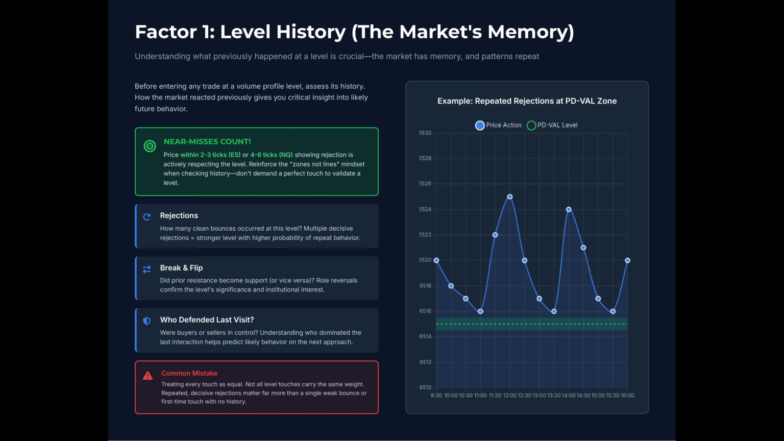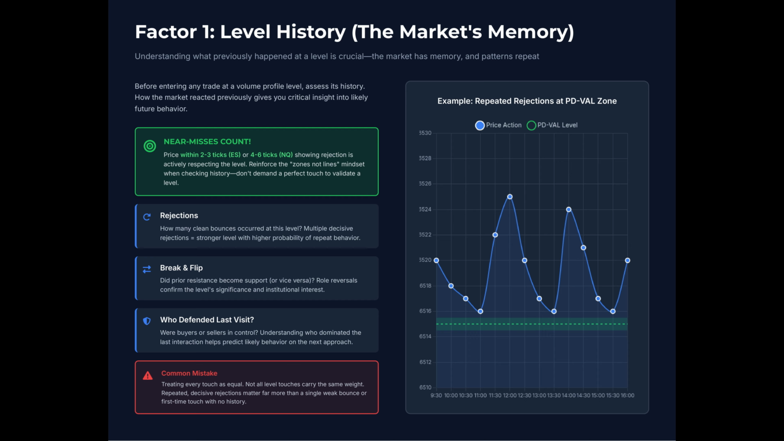So, what does it mean to check level history? It means looking back the past 2 to 3 trading sessions and asking one critical question. Has this specific volume profile level concept been respected before? Let me clarify what I mean by volume profile level concept. We're not asking whether a specific price point has bounced. We're asking whether the previous day's value area low as a concept or the weekly point of control as a concept has shown reactions in recent sessions.